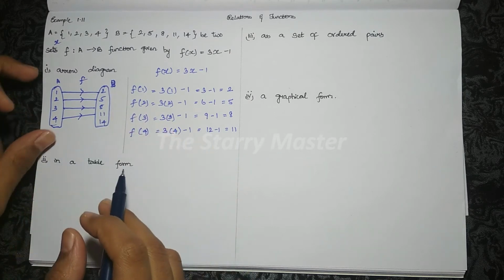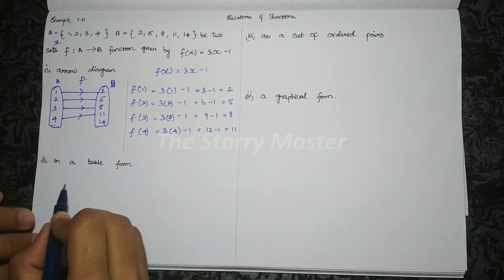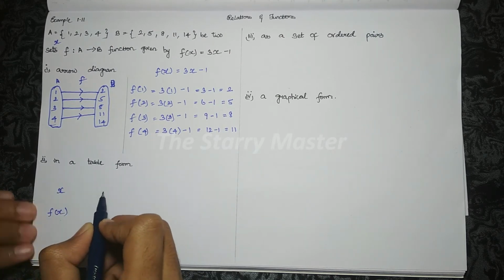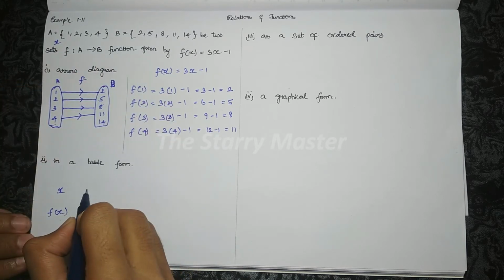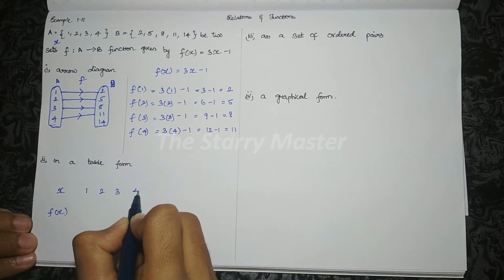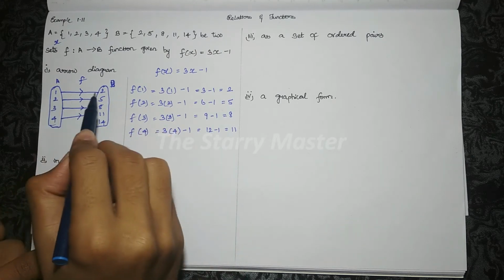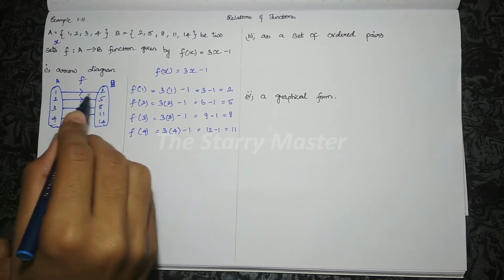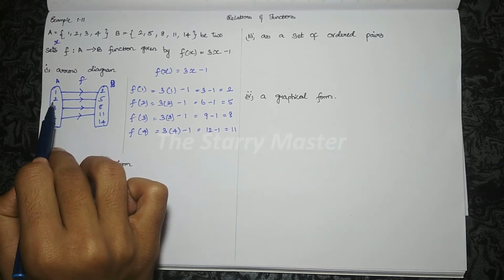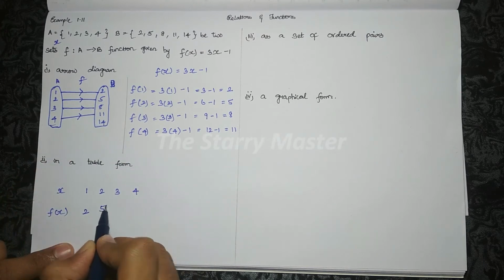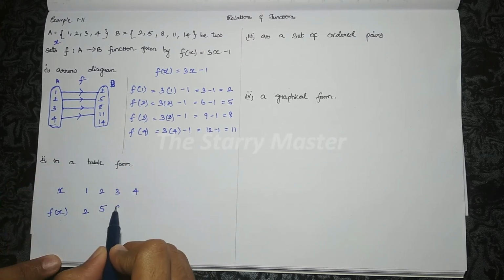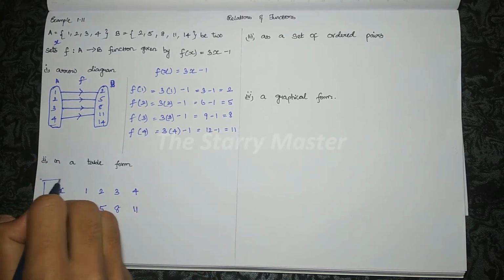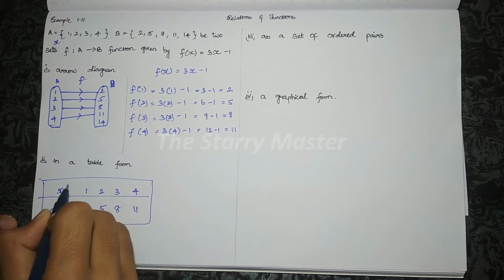Then we have to write this in table form. First of all we write x and here f of x. So we write the values of x, 1, 2, 3, 4, and the values of y, f of x. If x is 1 it is 2, if 2 it is 5, for 3 it is 8, and for 4 it is 11. Then we make a table for it.